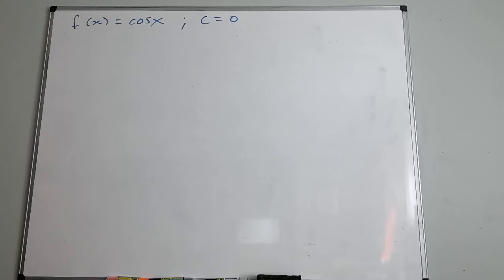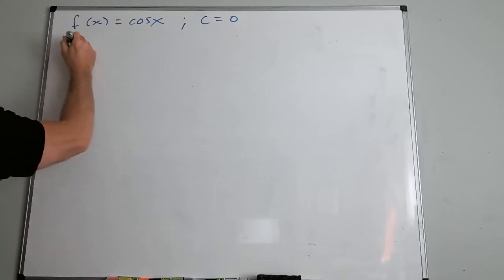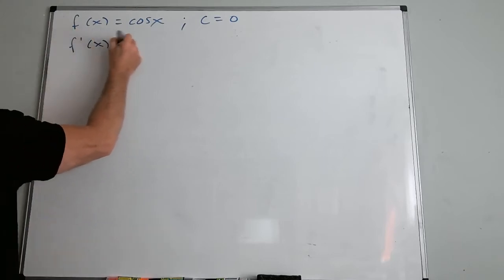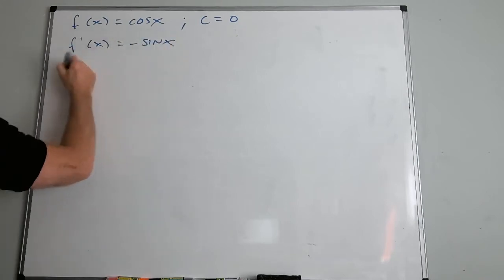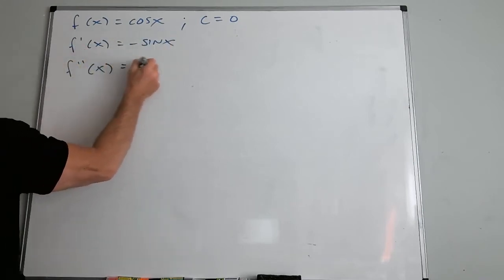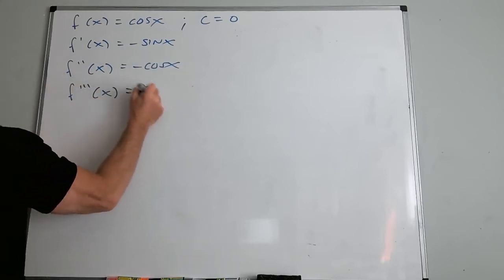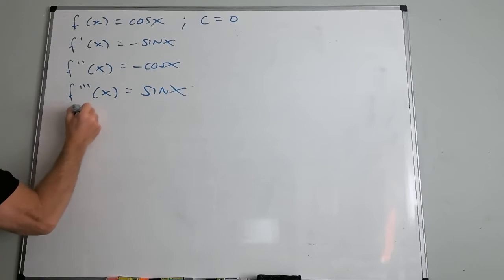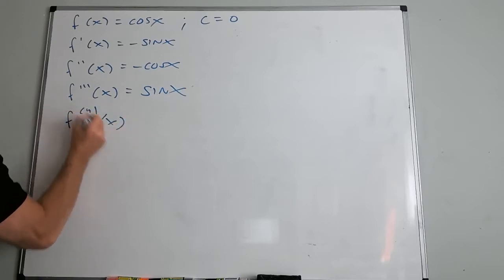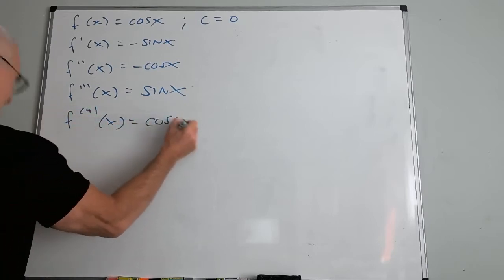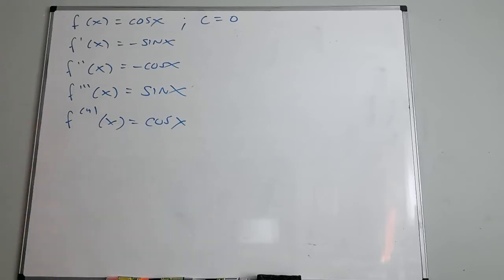So I probably need to take a few derivatives to see a pattern. So f prime of x, f double prime of x, f triple prime of x, fourth derivative. So clearly, every four derivatives, this is going to cycle. I think that's kind of obvious.